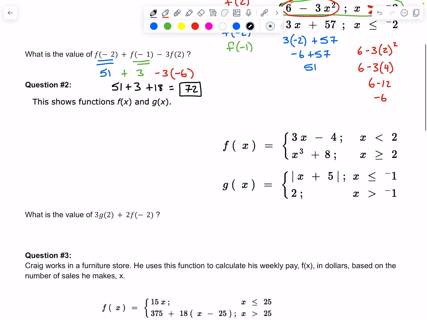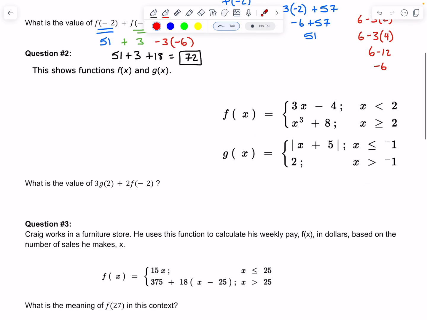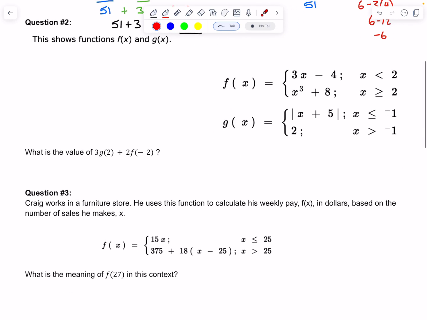Question number 2 shows functions f of x and g of x. The first one is f of x, and the second one is g of x. And it wants us to do a similar thing to what we did with number 1. Find the value of 3 g of 2, which means 3 times g of 2, plus 2 times f of negative 2. All right, so let's get to work. We want to say 3 times g of 2.